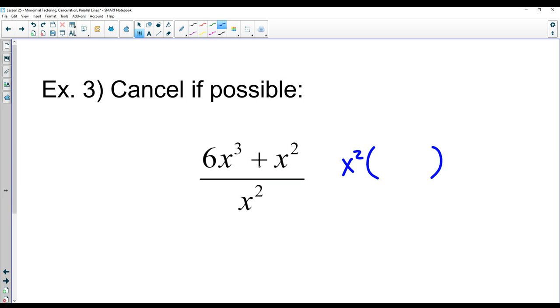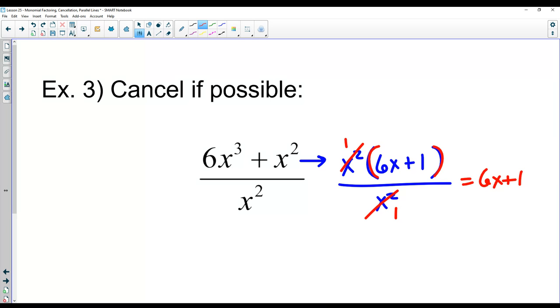Let's factor it out of the numerator. What's left over? 6x plus 1. Okay? Numerator's factored, copy down the denominator, and now that this x squared is multiplied by stuff in parentheses, it is now a factor, and we're allowed to cancel. x squared goes into x squared once here and once here for our final answer of 6x plus 1.